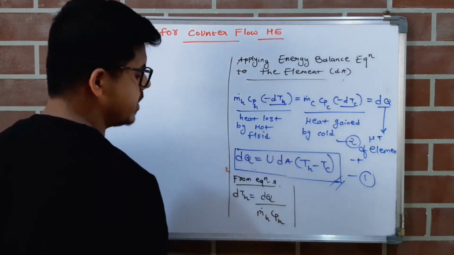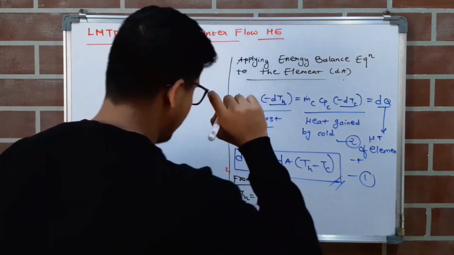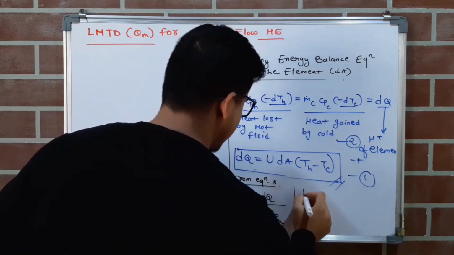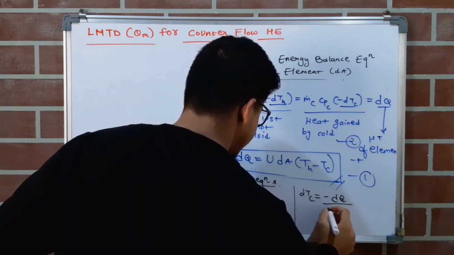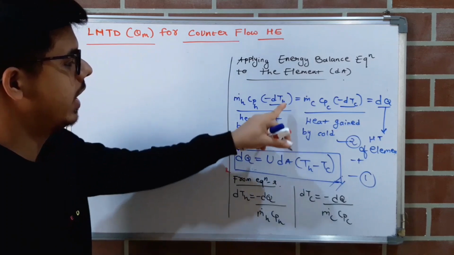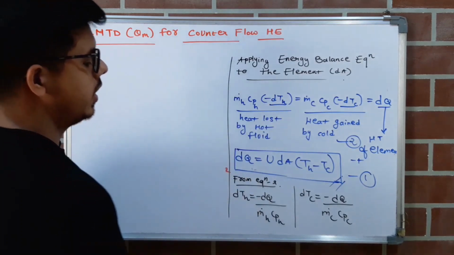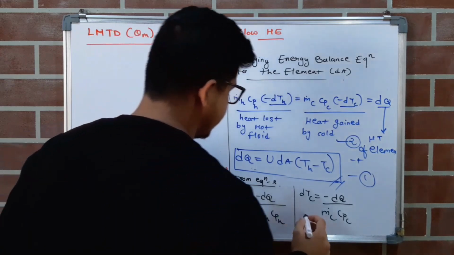And from the same equation I can also get the value. Here it will be minus, because we have the minus sign. And from the same equation I can get the value of dTc also. So dTc is equal to minus dQ upon m dot c Cpc. Please observe, you will find this value only from the above equation number 2. So mark these as equation number 3 and equation number 4.